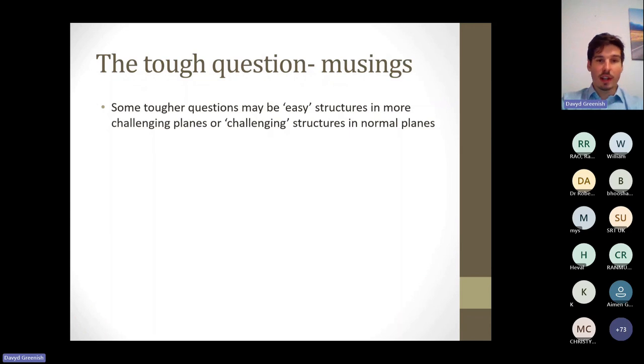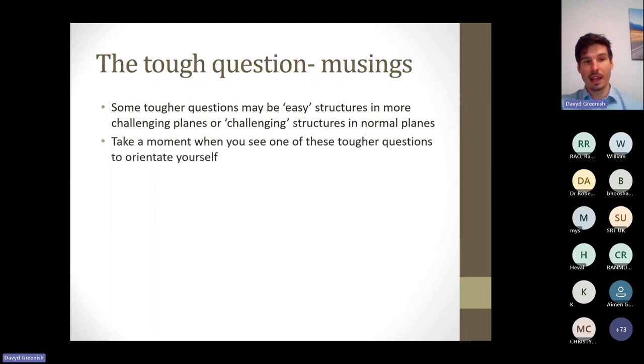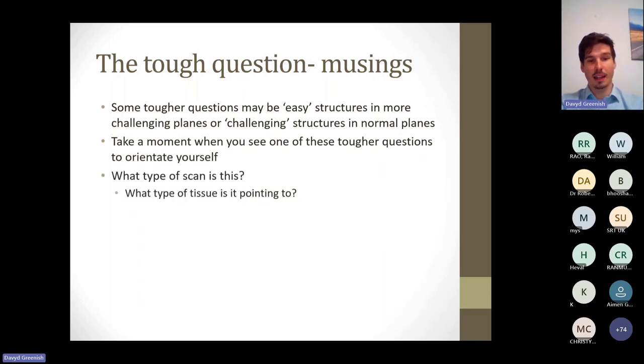My feeling is that some of these questions are going to be tough for two reasons. They might show you a difficult piece of anatomy in a relatively normal plane, or they might show you an easier piece of anatomy in a harder plane. Sometimes you'll open up an image and think, oh my goodness, I don't know what they're trying to show me here. Just take a moment, step back, and work out what kind of scan it is, especially relevant for Msk. Is this a CT or an MRI? If it's an MRI, is that bone or is that muscle, even, just to start out?